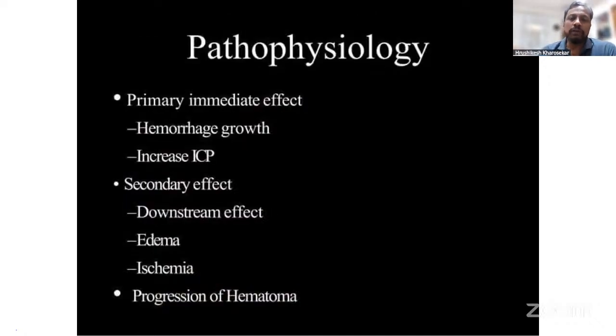So the pathophysiology to be understood in managing the hypertensive or any spontaneous ICH is the primary effect and the secondary effect. The primary effect is due to growth of the hematoma leading to raised ICP, and the secondary effect on the brain is a downstream effect due to edema leading to ischemia around the hematoma, and third is progression of hematoma.